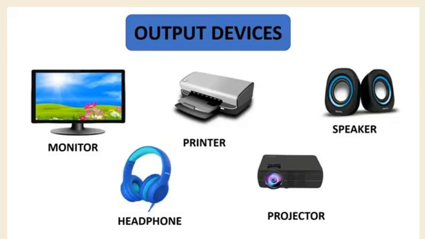In summary, output devices are how the computer talks back to you. They take the processed information, the output, and present it in a form we can understand. Key examples are showing on your screen.